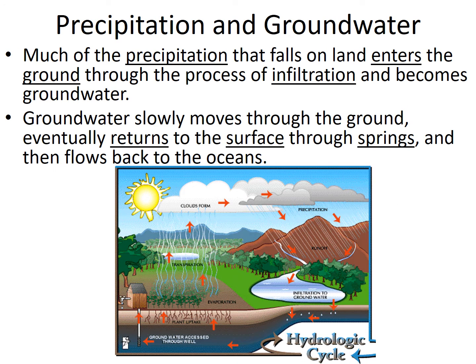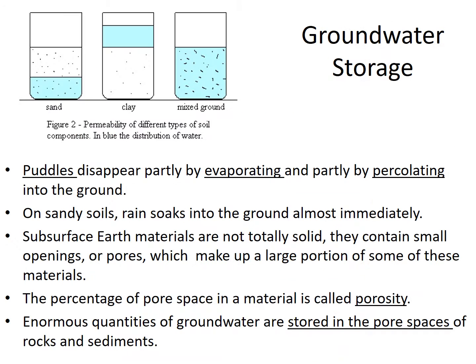So let's talk about precipitation. Much of the precipitation that falls on the Earth enters the ground through the process of infiltration, and it ends up becoming groundwater. Groundwater slowly moves through the ground, and eventually it returns to the surface through springs and then flows back into the ocean.